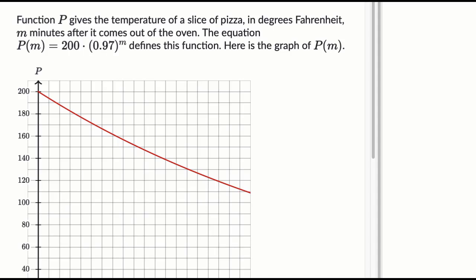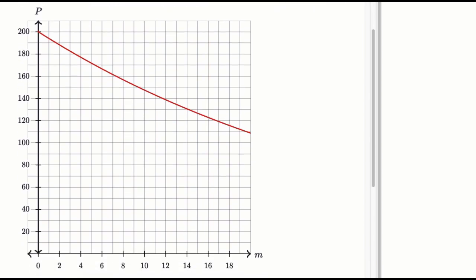Okay, we're told function p gives the temperature of a slice of pizza in degrees Fahrenheit m minutes after it comes out of the oven. The equation p of m is equal to 200 times 0.97 to the mth power defines this function. Here is the graph of p of m. So we can see it right over here.